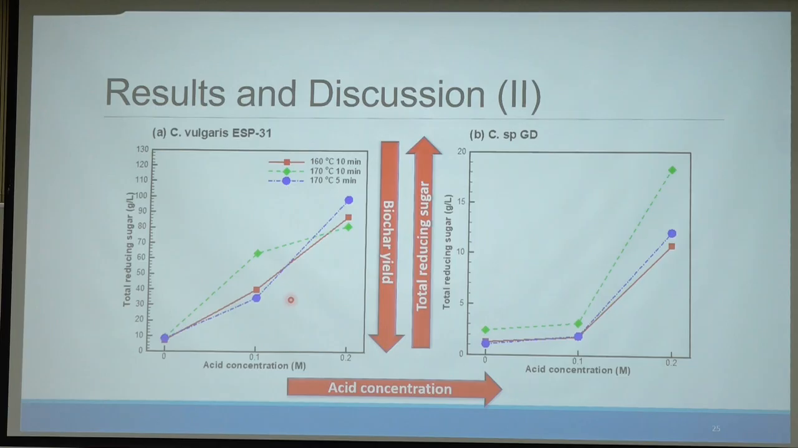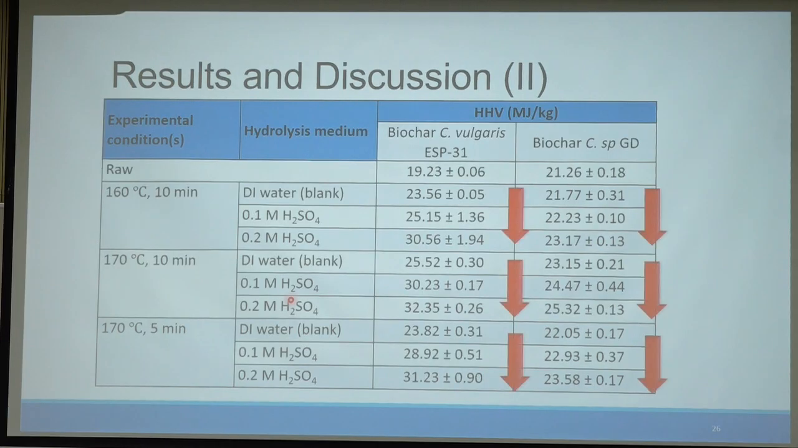So this one we can convert into bioethanol. At the same time, we also look at the biochar. Generally, the heating values for the biochar are increasing with the increase of the acid concentration for both species.